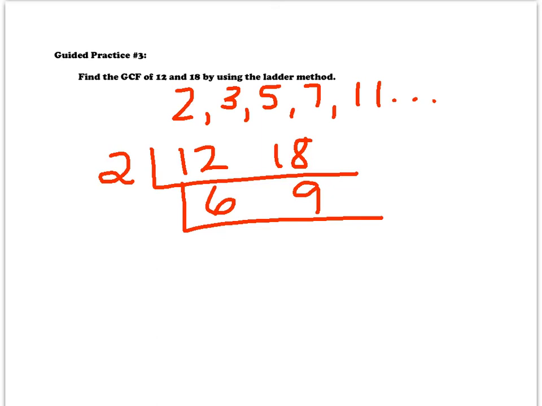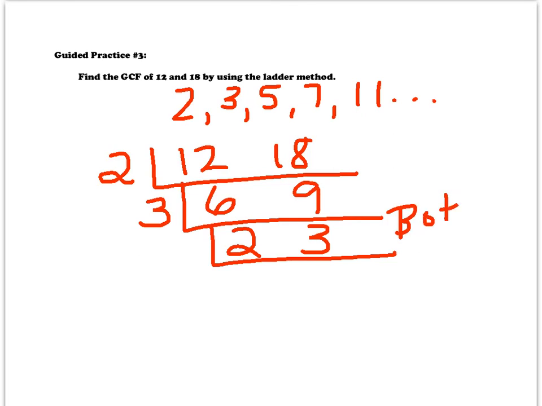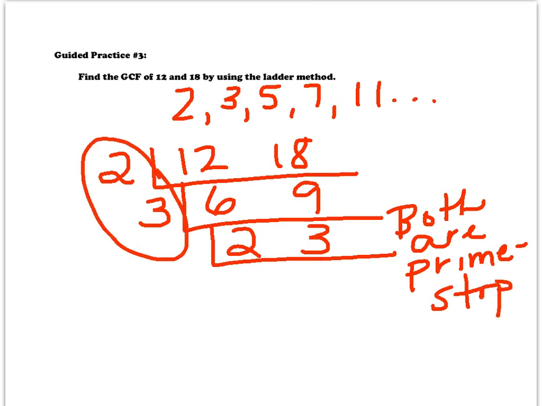Again, I'll repeat the process and look at the top. Is 6 divisible by 2? Yes, it is. Is 9 divisible by 2? No, it isn't. So I have to go on to the next prime number. Is 6 divisible by 3? Yes. Is 9 divisible by 3? Yes, it is. So I'll put the 3 on the outside of the ladder. 6 divided by 3 is 2, and 9 divided by 3 is 3. Both of these numbers are now prime, so we can stop. We'll take the 2 numbers on the outside of the ladder, multiply them together, and we get that the GCF of 12 and 18 is 6.